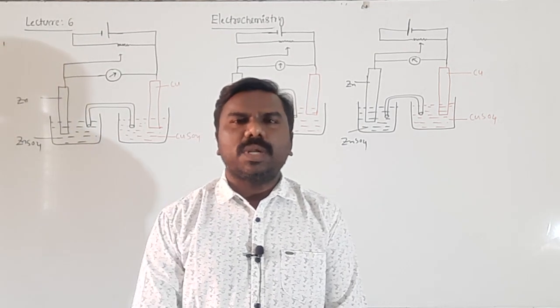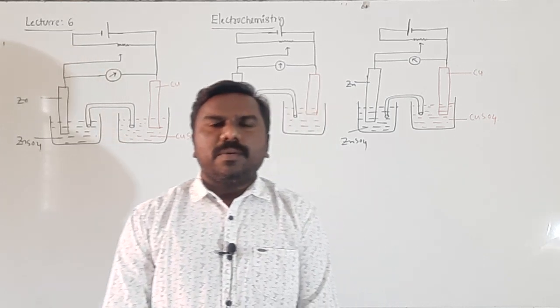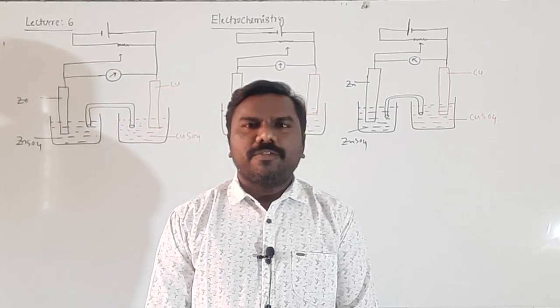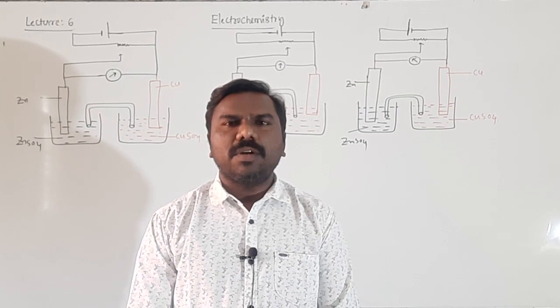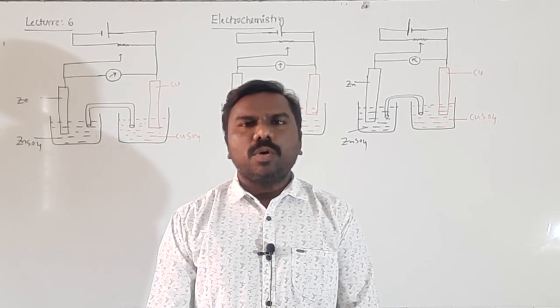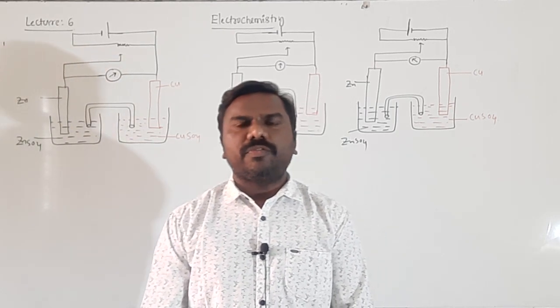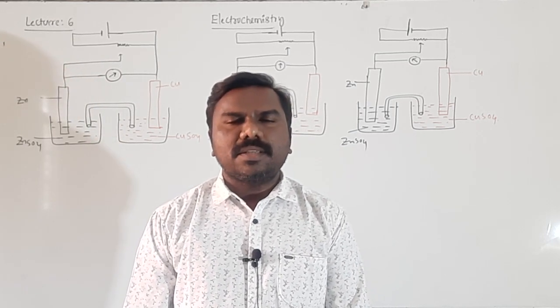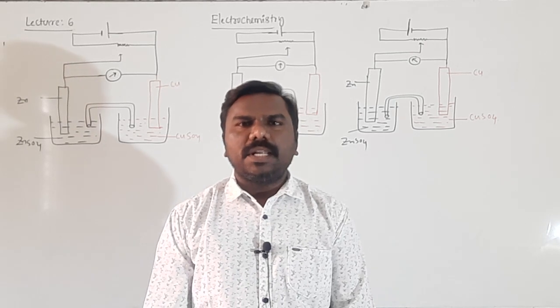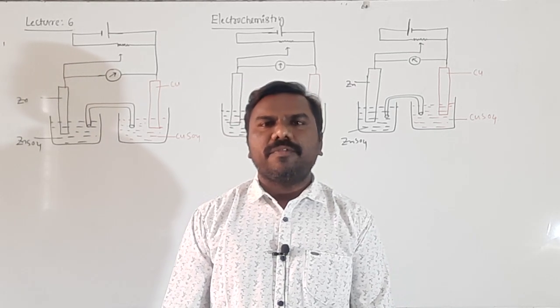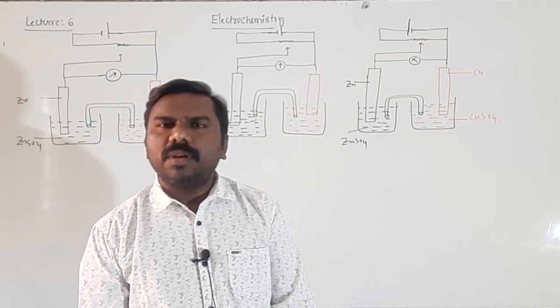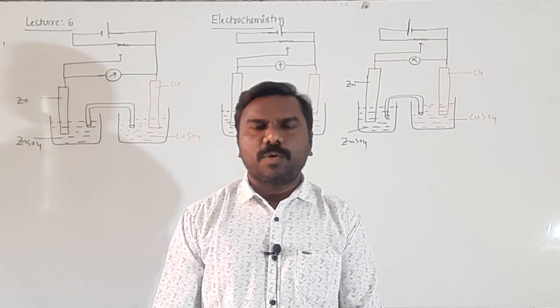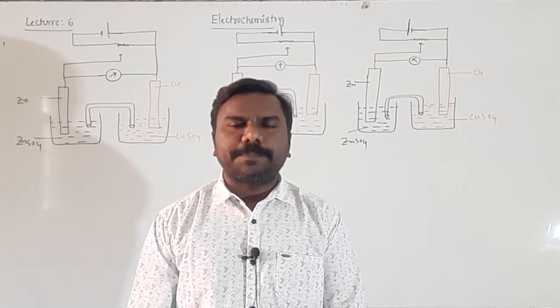In the last session we discussed how to calculate the equilibrium constant for a galvanic cell: K equals the antilogarithm of E naught cell into n by 0.0591, and delta G naught is equal to minus nF E naught cell, delta G equal to minus nF E cell. By these formulas we have discussed a few very important problems.